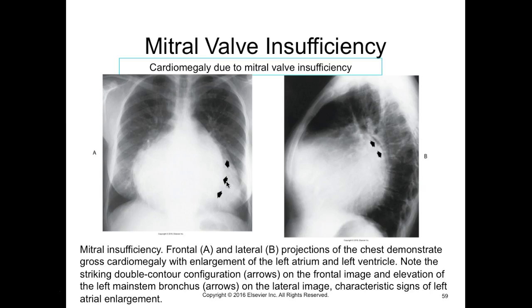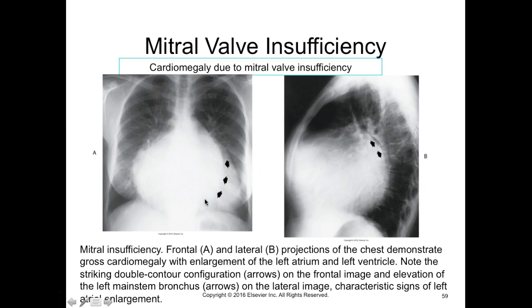So you can see here with insufficiency on A and B, we have a frontal, which is interesting, we'll call it a PA, and a lateral. And we have gross cardiomegaly with enlargement of the left atrium and the left ventricle. So you can see how large we're talking about.